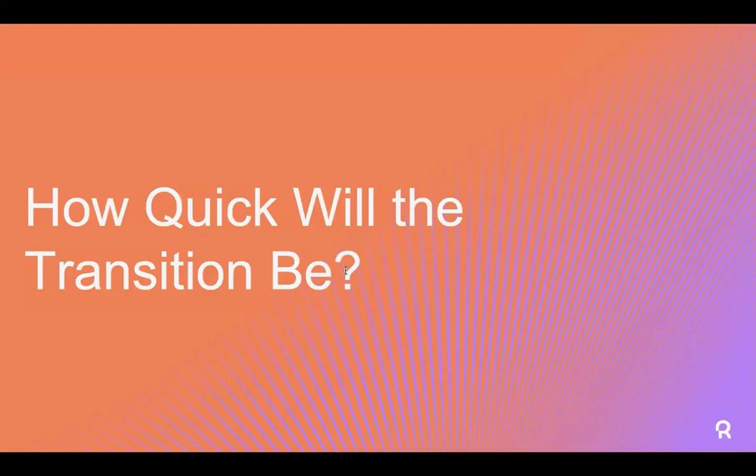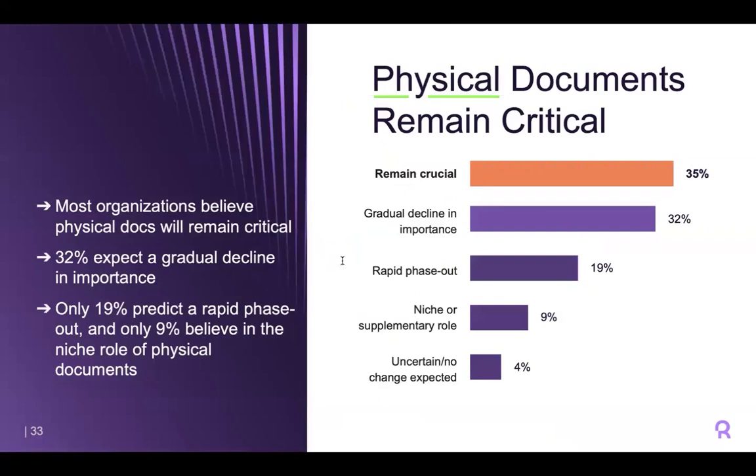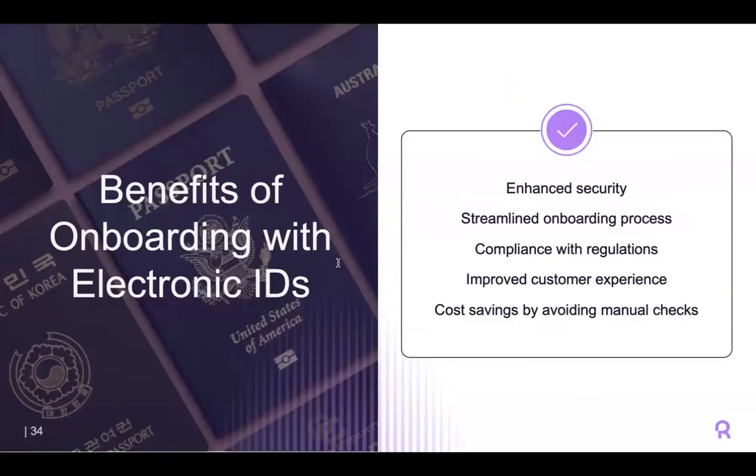But how quick will the transition be? Are organizations around the globe ready to shift to the new formats? Or do they prefer to work with only physical documents? And despite the initiatives on issuing new digital formats of IDs, physical documents remain critical. This is confirmed by our survey as well. The vast majority of organizations believe that physical documents are crucial at the moment and will continue to be in the near future. The advantages of electronic IDs cannot be overestimated.